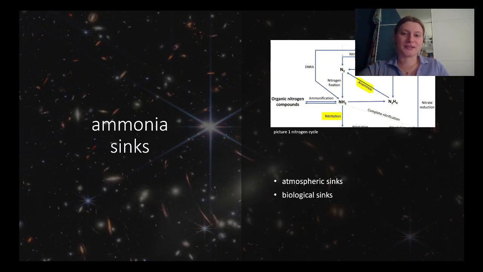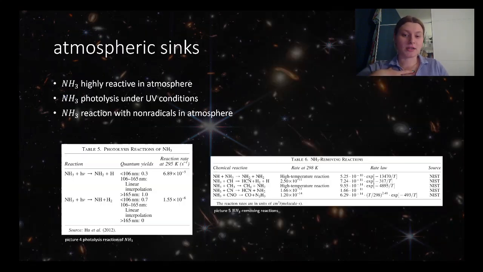The ammonia sinks. I already highlighted those. I'll be talking about them again for you. There are atmospheric sinks and biological sinks. And of the atmospheric sinks, there are two that I'll be talking about. One thing you need to know is that NH3 is highly reactive in the atmosphere. So NH3 will go into photolysis under UV conditions, which you can see in picture number 4.